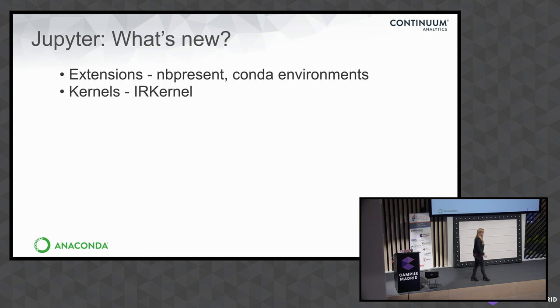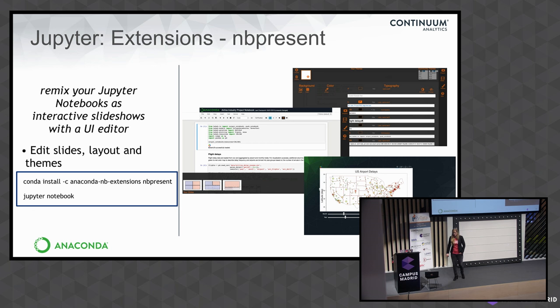So what's new in the Jupyter sphere? Two projects. One is the extensions, and I'm going to talk about NB present and conda environments. And another one also related with the R support, the IR kernel. So extensions, NB present. I bet you all know that in Jupyter notebooks, you can translate your notebook into a slide deck that uses Reveal.js. What has typically happened is that you didn't have a theme editor to edit the presentation in a way that looked maybe a little more corporate. So NB present is a Jupyter extension that builds an editor in your Jupyter notebook as a plugin, that you can activate, and then you enter it and have the ability to edit slides, layout, and the themes.